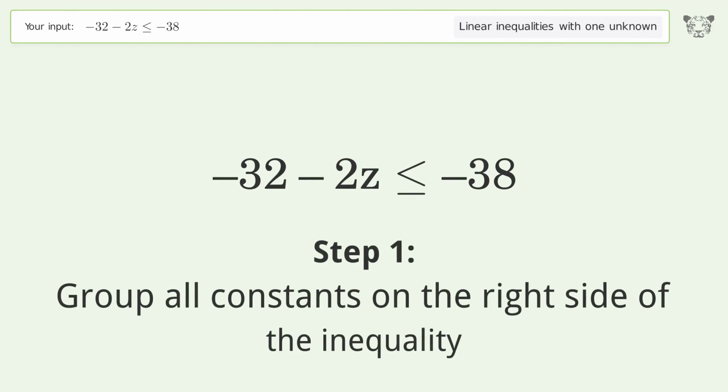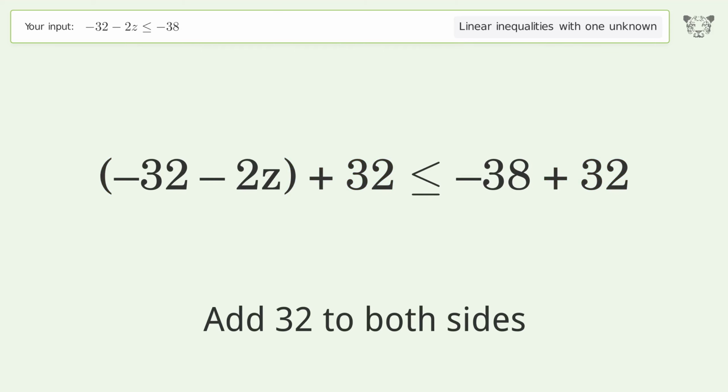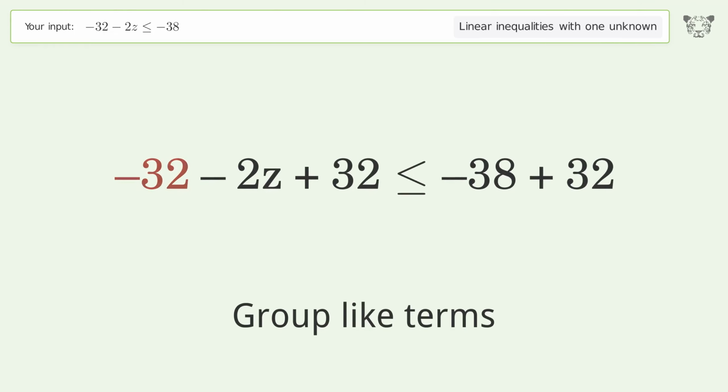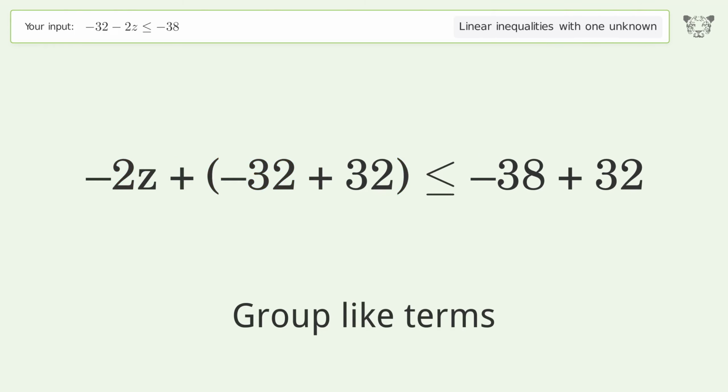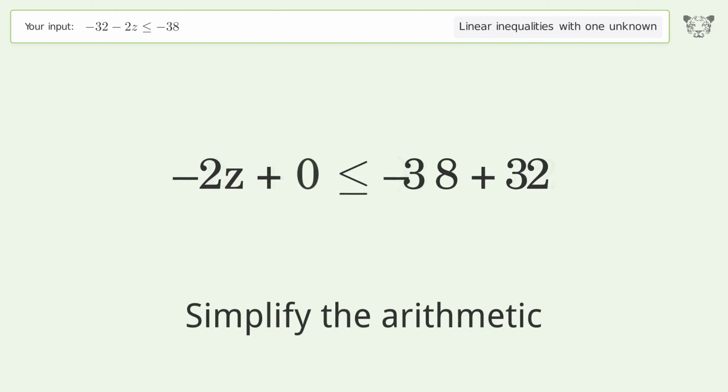Group all constants on the right side of the inequality. Add 32 to both sides. Group like terms. Simplify the arithmetic.